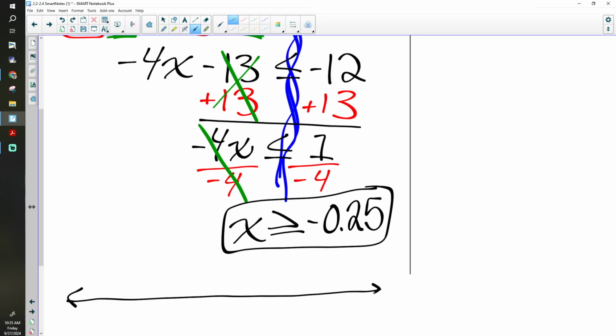Graph it. Graph it. Draw your number line. Graph it. Put your 0 in the middle.